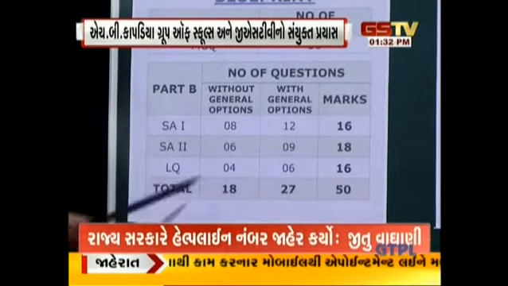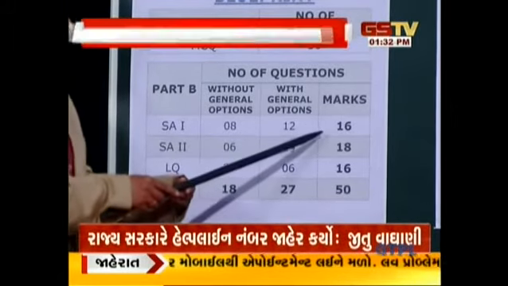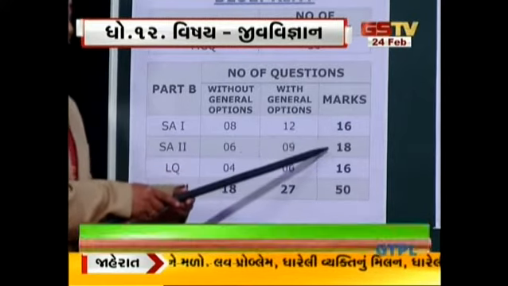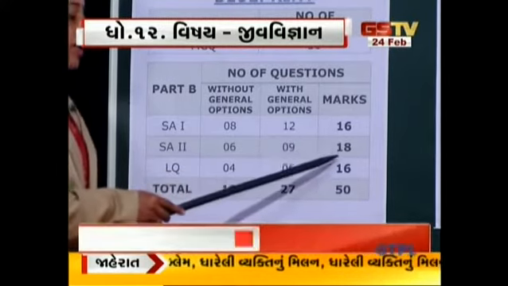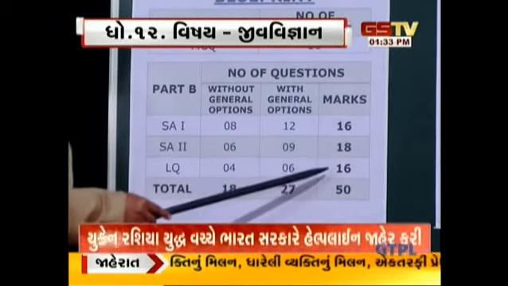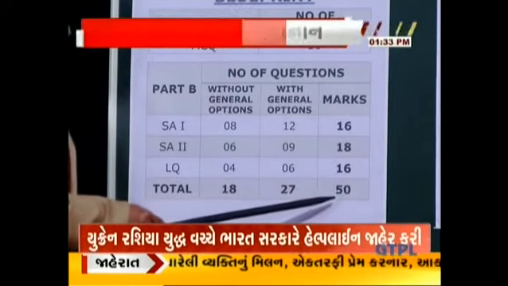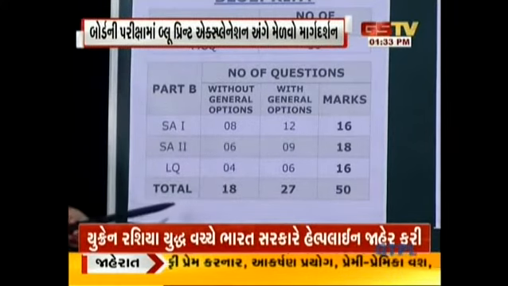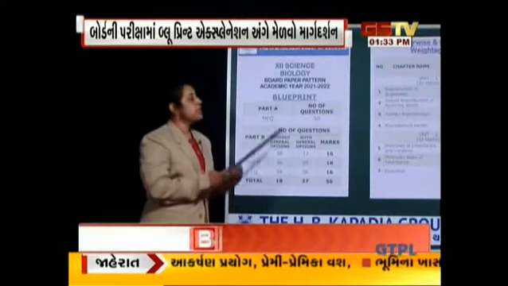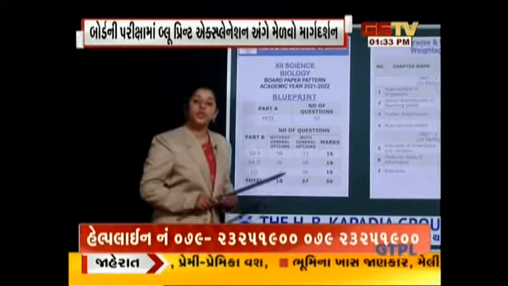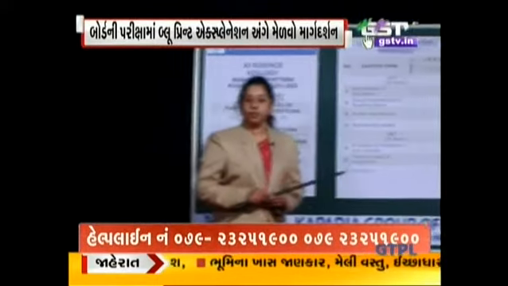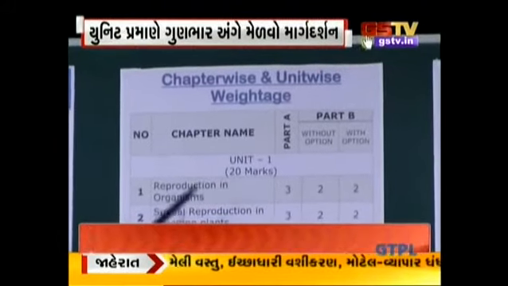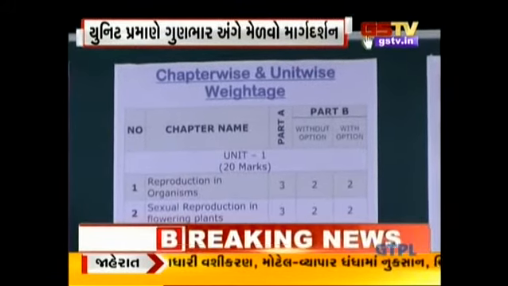So in part B, when you do the totaling, section A, that is short answer question 1, 16 marks, short answer question 2, that is section B, 18 marks, and long answer question, that is section C, 16 marks, total 50 marks. So this is about the blueprint of the question paper. Now we will do chapter wise and also unit wise discussion of the question paper. So this is the unit wise and also chapter wise allotment of marks.